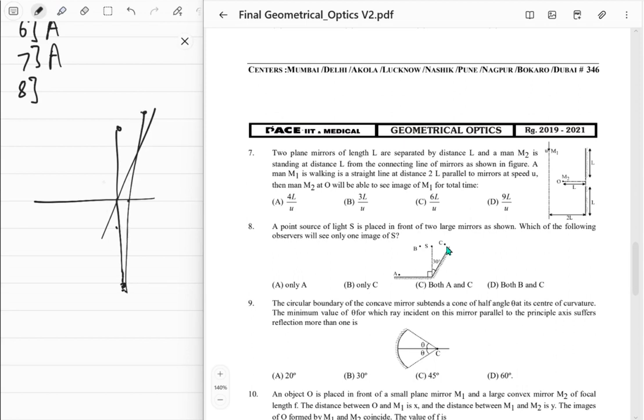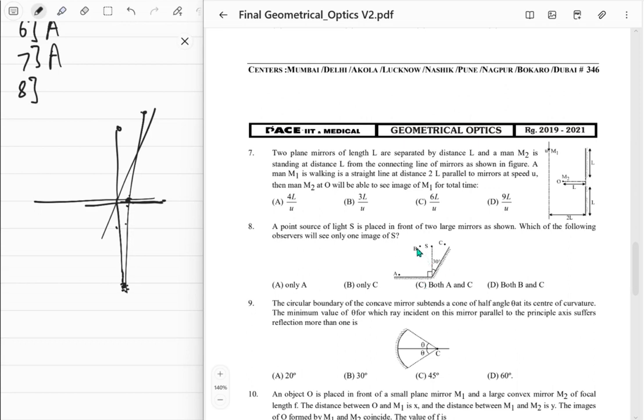So if the mirror was extended, this is the point from where rays will appear to come, right? What I'm saying is, this will be the point on the mirror that would have reflected the ray such that it would appear to come from here. But there is no such point. The mirror is not here. Light cannot go to this point. So that means C cannot actually see the image of S in the horizontal mirror. So C is definitely a candidate.